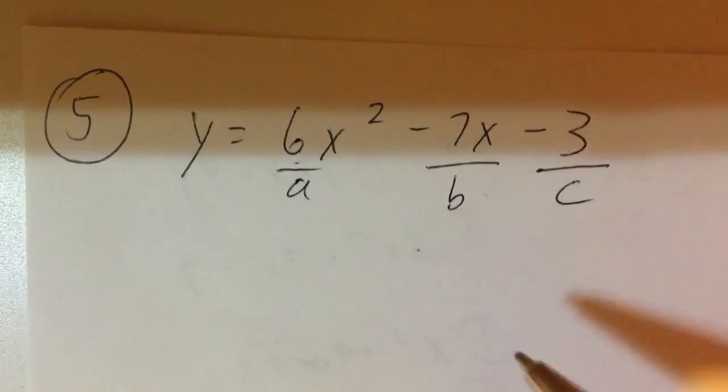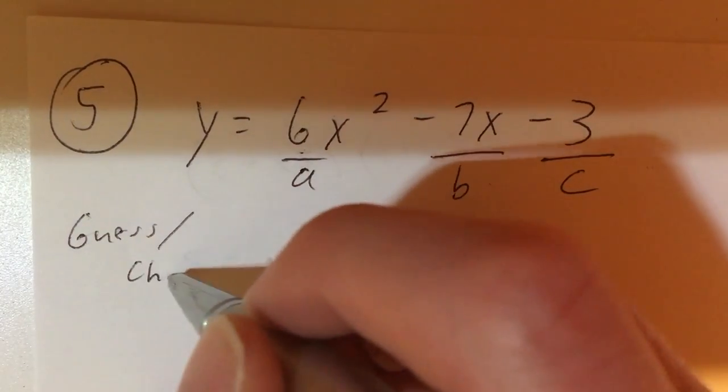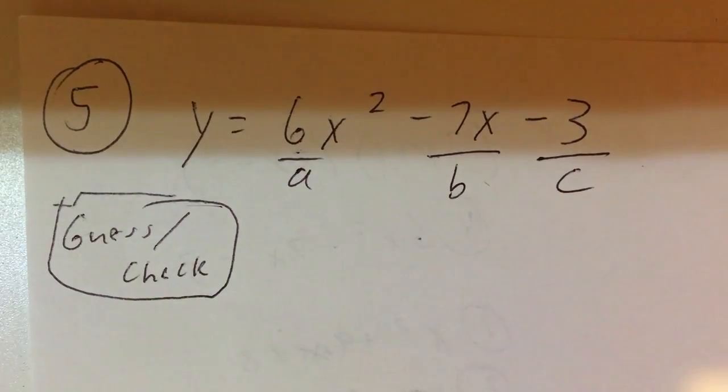Now, I'm going to do two ways. The first way I'm going to do is the guess and check way, okay? If you prefer one way over the other, use it. I'm going to do guess and check first, and then I'll do star over here off to the side in just a second, all right?